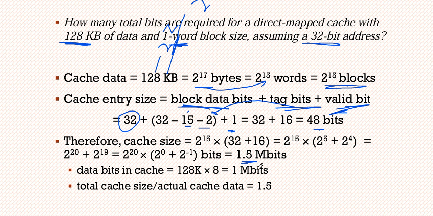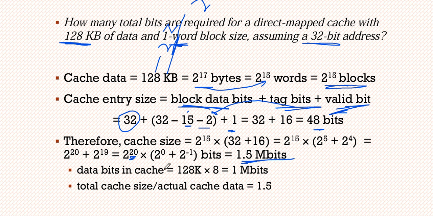So they are just trying to factorize it so that they will get a multiple of 10 in the power of 2. Because you realize that when you have 2 raised to the power 10, it is kilo. 2 raised to the power 20, it is mega. 2 raised to the power 30. So that's what they are trying to do, get a multiple of 10 in the power. So when they do, you get 1.5 megabits of data that would be needed for the cache.